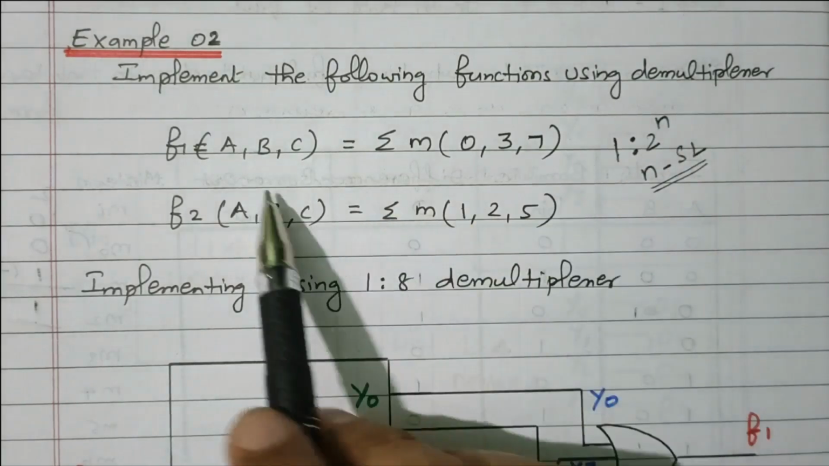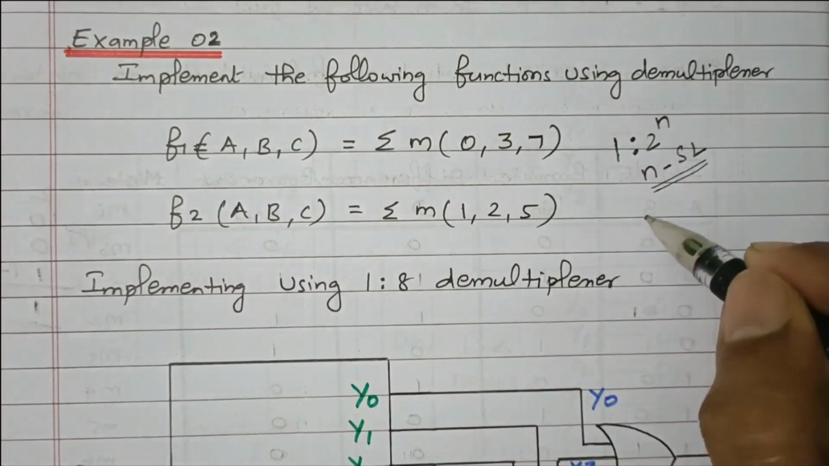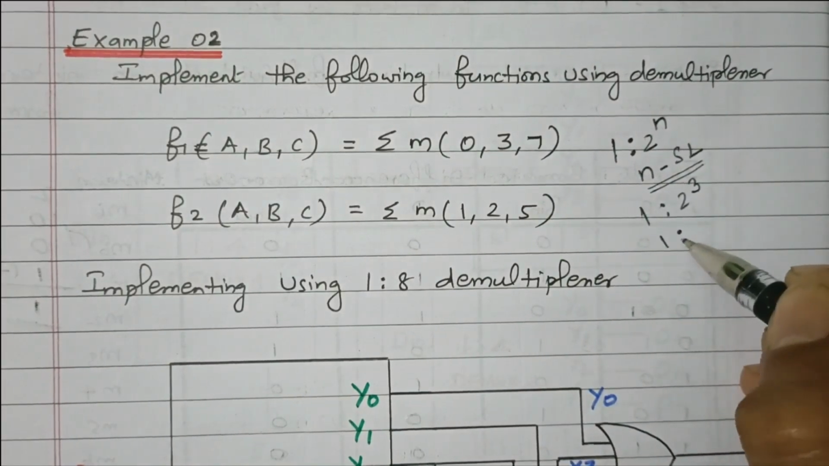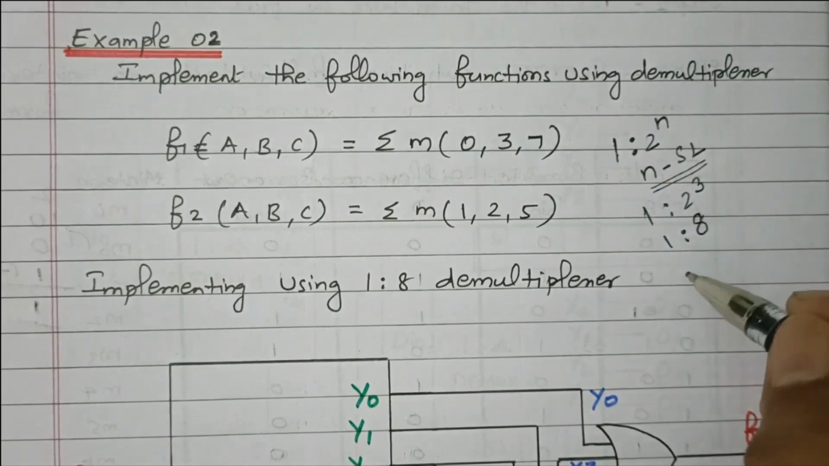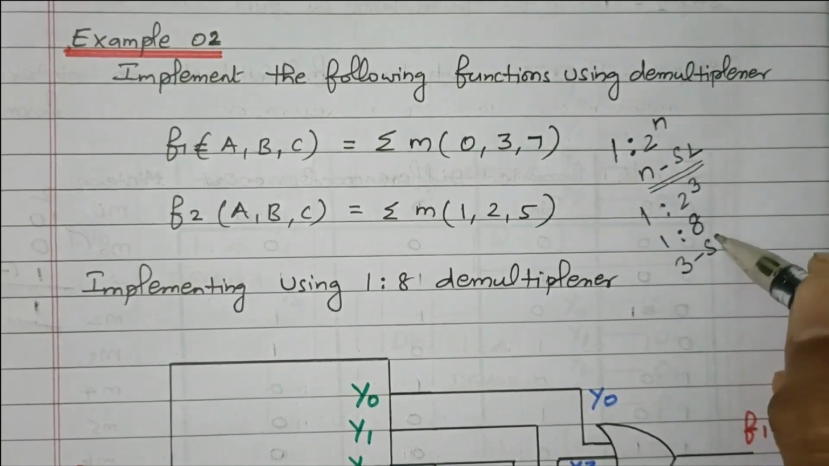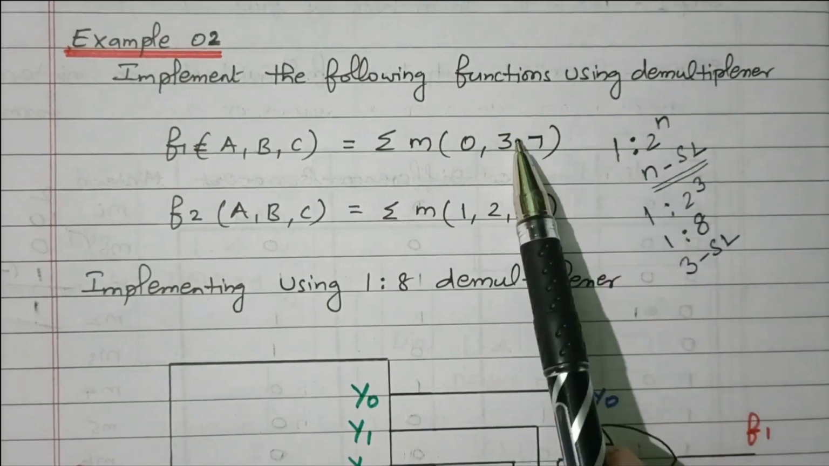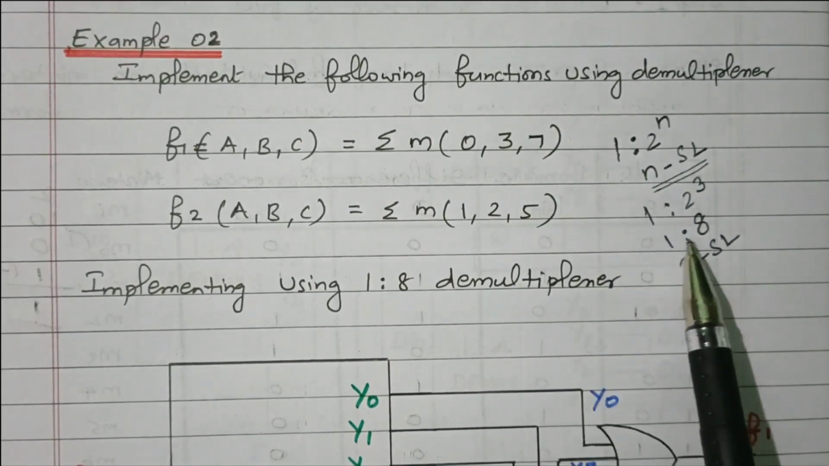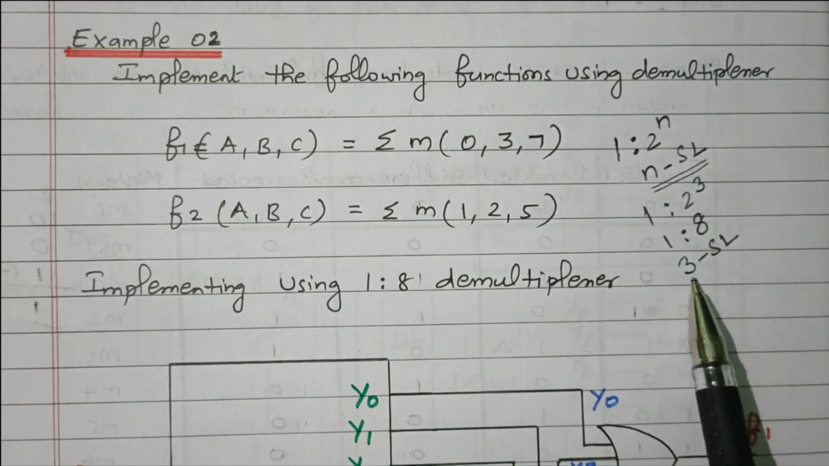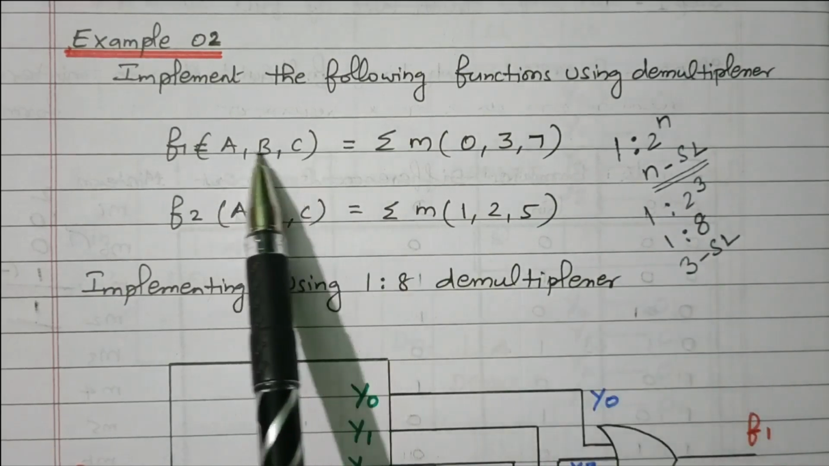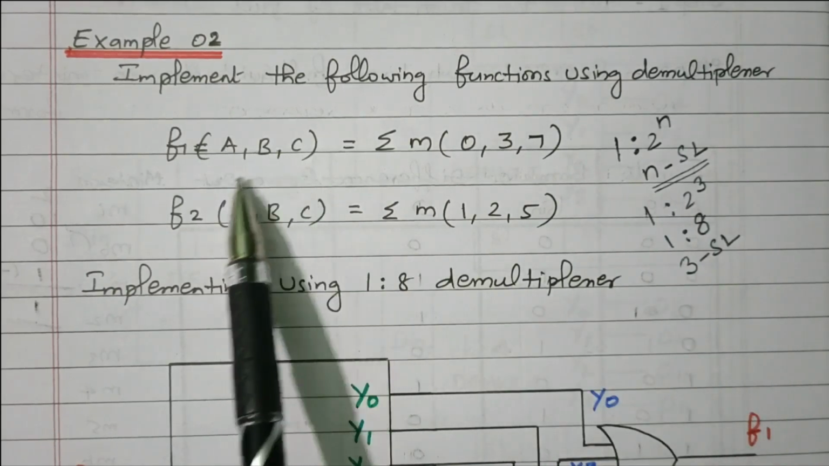Right. Here n is 3. There are 3 variables available. So 1 is to 2 to the power 3, that is 1 is to 8 demultiplexer we need. Similarly, we need 3 selection lines. So to implement this function f1 and f2, we need a 1 is to 8 demultiplexer and 3 selection lines. What are these 3 selection lines? These 3 selection lines are nothing but A, B, C.